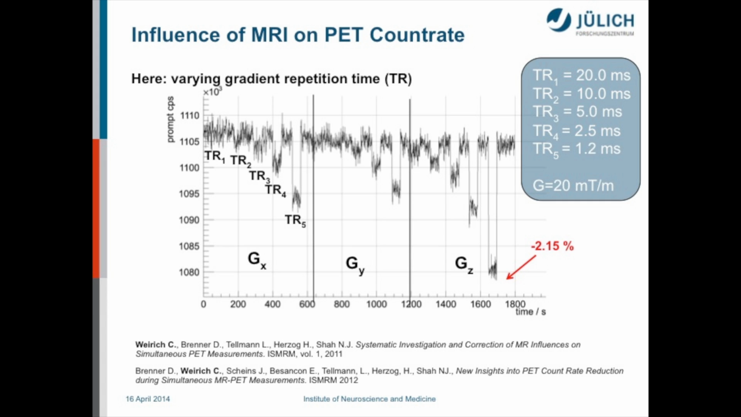Well, you do that, and you turn on the gradients, and this is what happens to your counts. Different repetition times of the sequence that we were testing out. Actually, not even the sequence, it was just the X gradient, Y gradient, Z gradient. And you see how the count rate drops instantaneously when the gradients are switched on. Not what you want to have.